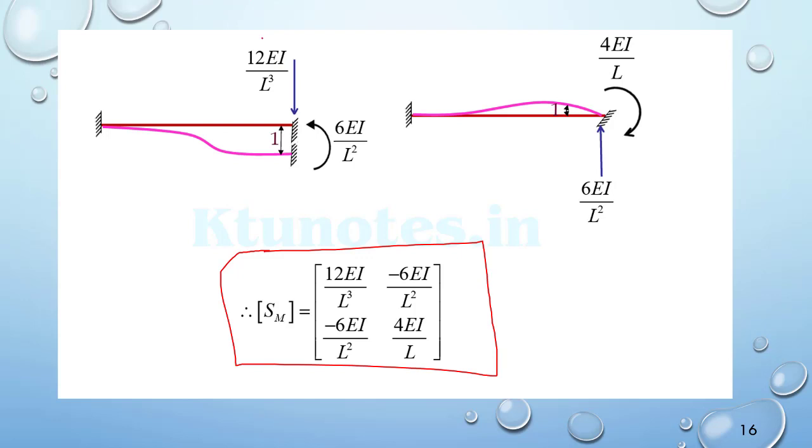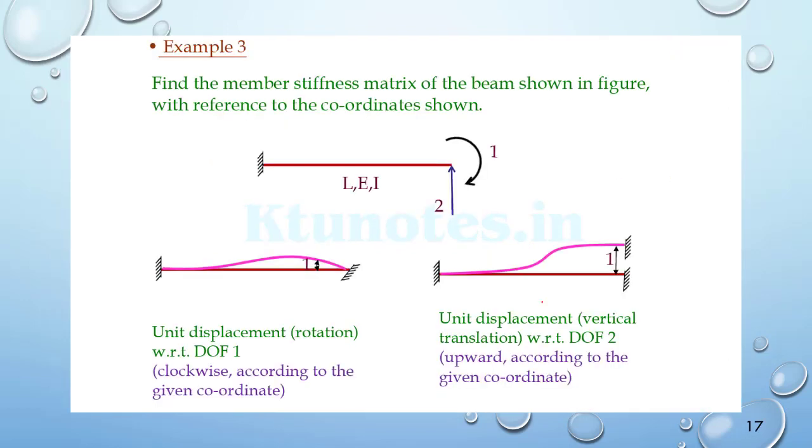So this was the stiffness matrix component 12EI by L cube, which is the support reaction for a sinking settlement of 1, and the corresponding moment will be 6EI by L square. And for the case of applying a unit rotation, 4EI by L will be the moment required, and the corresponding reaction will be 6EI by L square, which is written as the matrix.